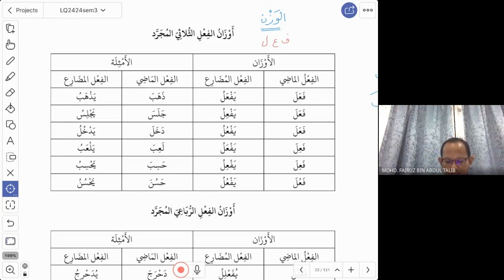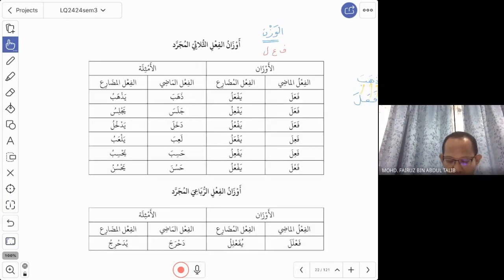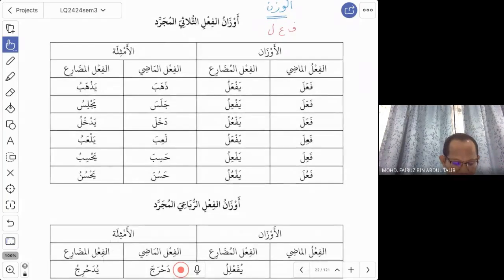We will see other examples and we will do exercises so that you will understand this wazan very well, inshallah. So that is the first one. We say that the first one is fa'ala and the wazan of the mudari is yaf'alu. Fa'ala yaf'alu, and the example is zahaba yazhabu. Another example is qara'a yaqra'u. So this is the first wazan.